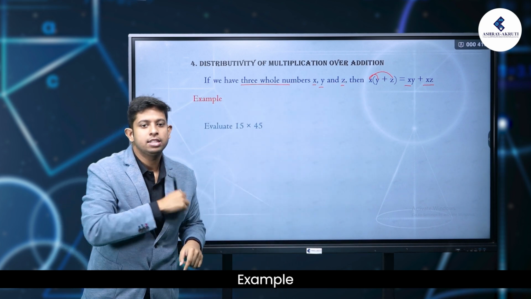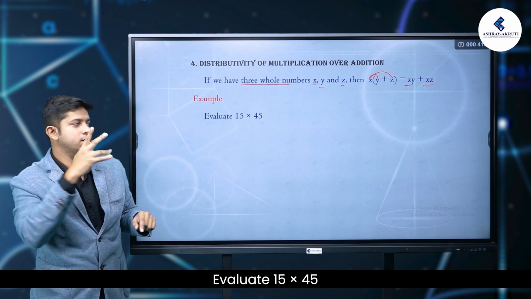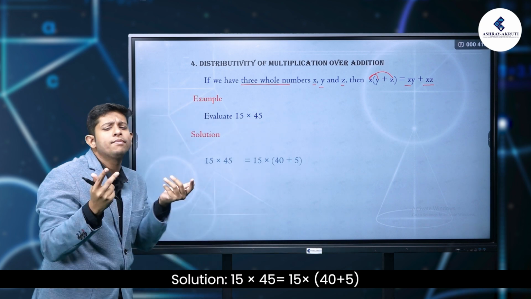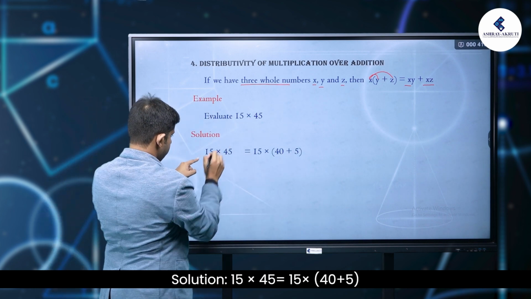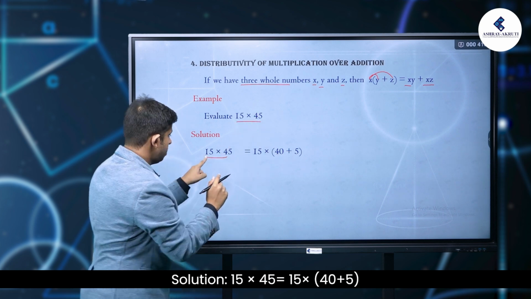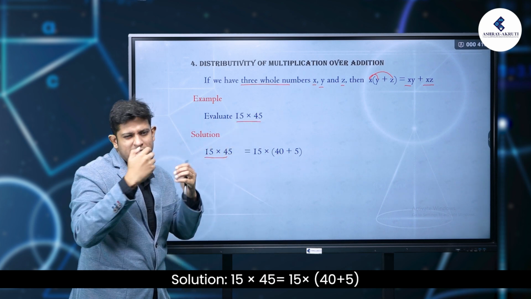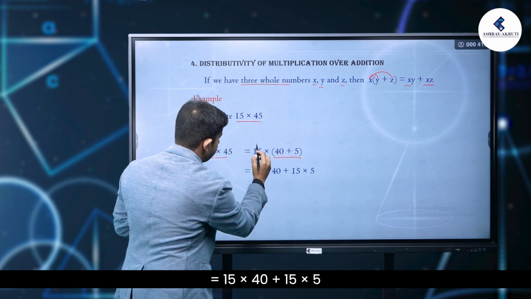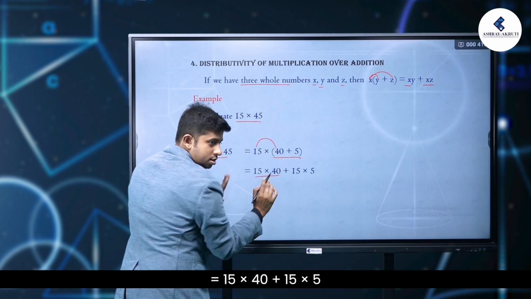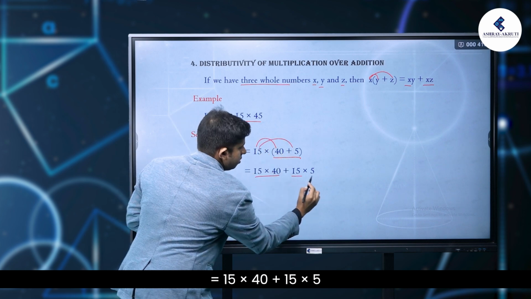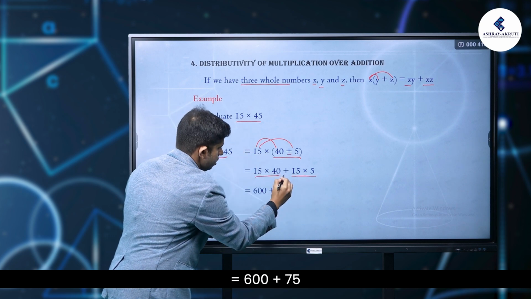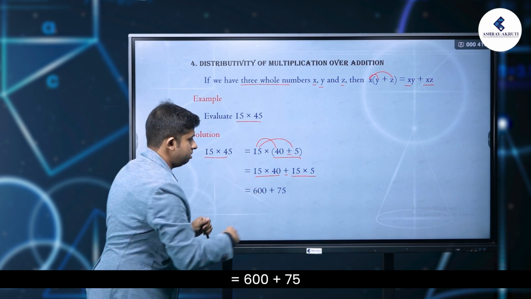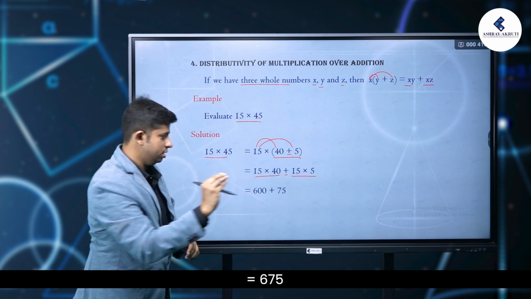Example, evaluate 15 into 45. Solution, 15 into 45 is equal to 15 into (40 plus 5), which is equal to 15 into 40 plus 15 into 5, which is equal to 600 plus 75, equals 675.